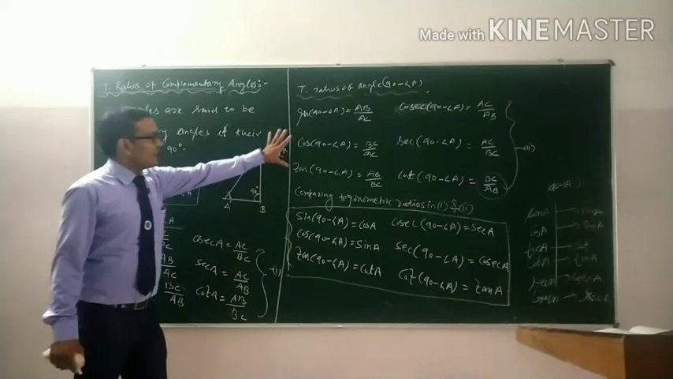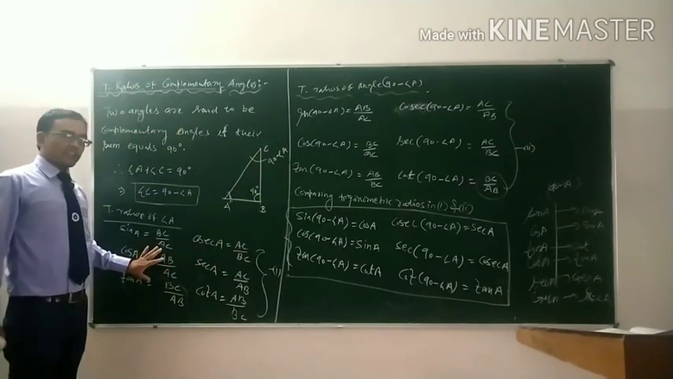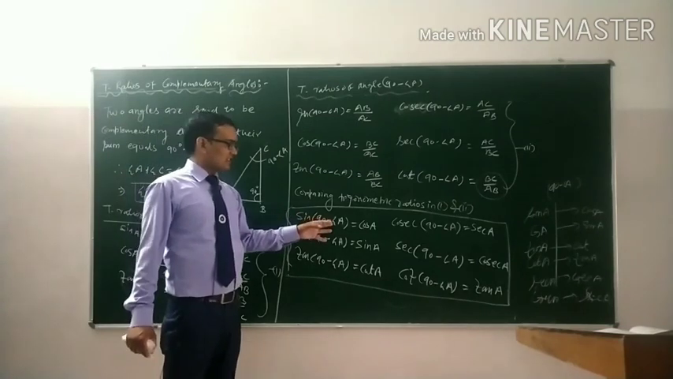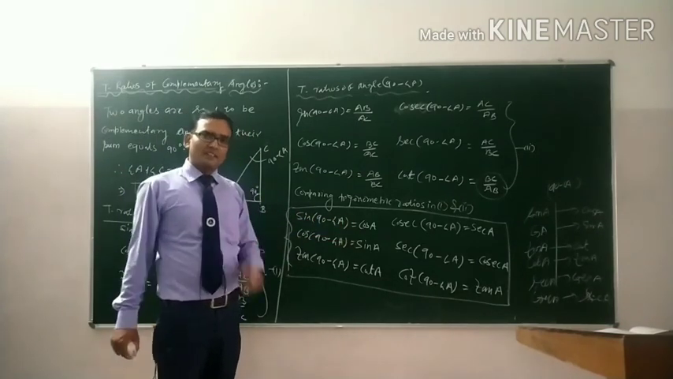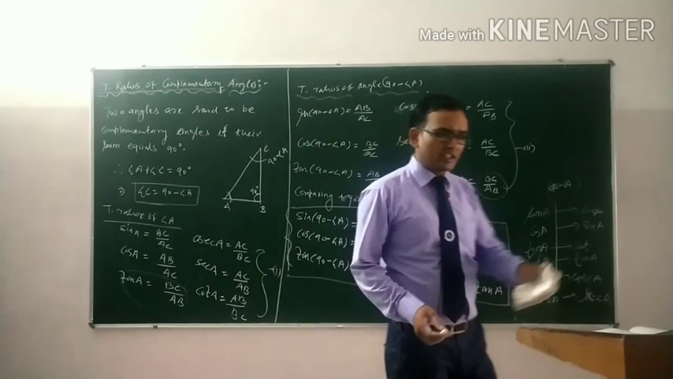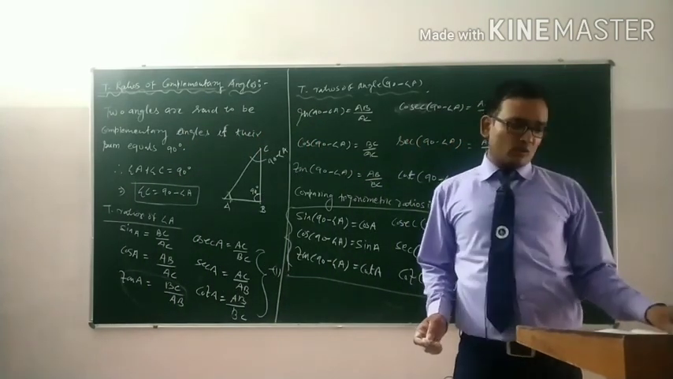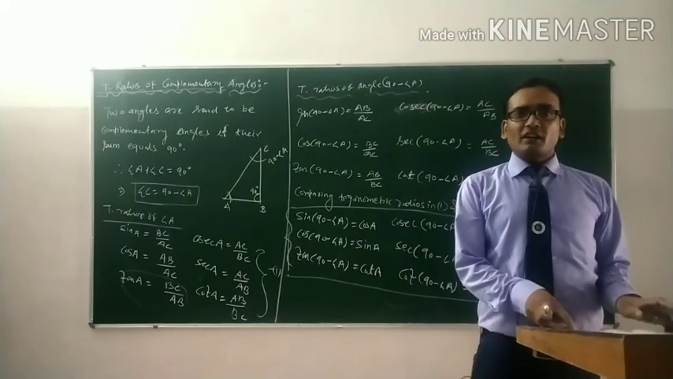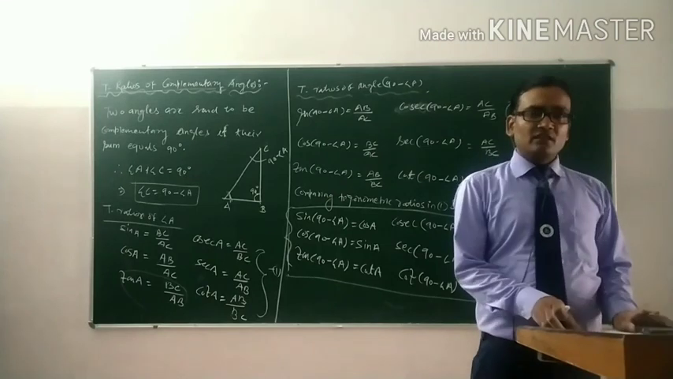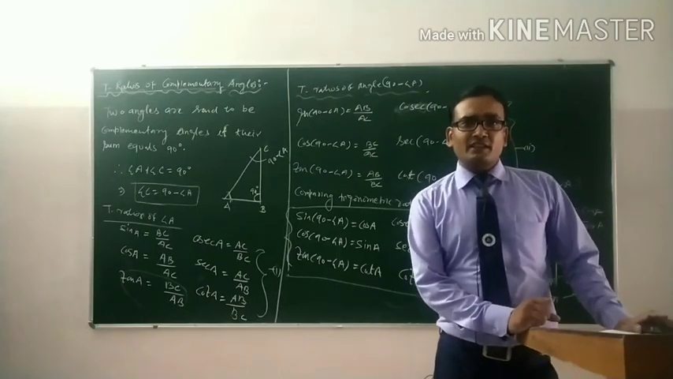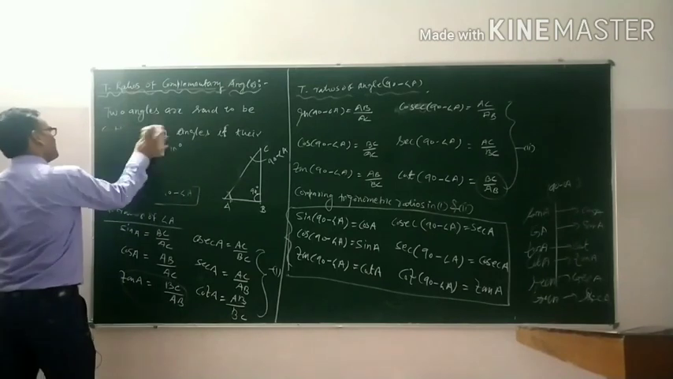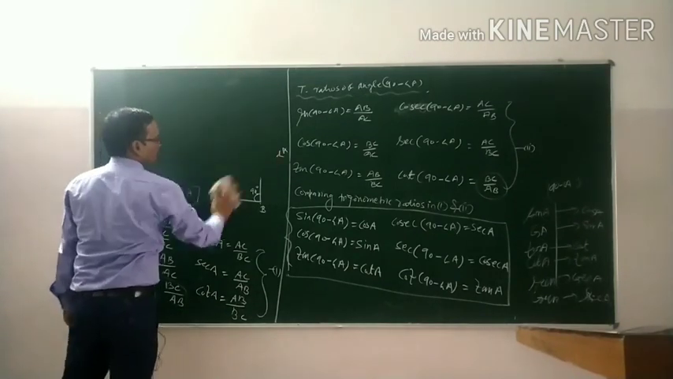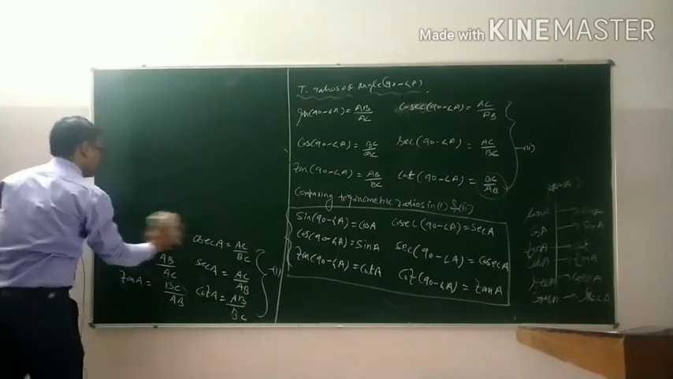Okay students, comparing 1 and 2, we find sin 90 minus angle A equal to cos A, cos 90 minus A equal to sin A, tan 90 minus A equal to cot A, cot 90 minus A equal to tan A, and sec 90 minus A equal to cosec A. We solve the questions related to this formula.